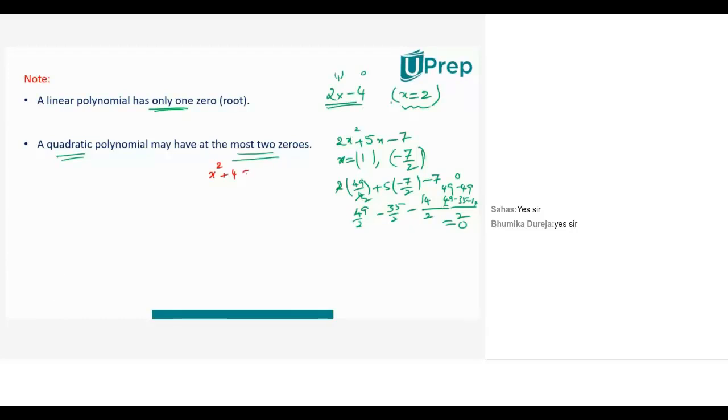When will this equation become 0? You put any value of x in this: 1, 5, positive, negative, fraction, zero, anything you put. Because x square will always be positive. A positive number added to 4 will never get 0.